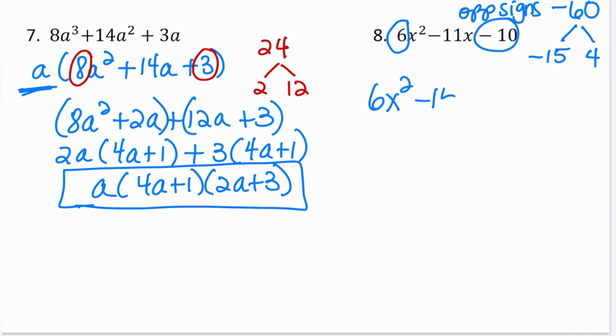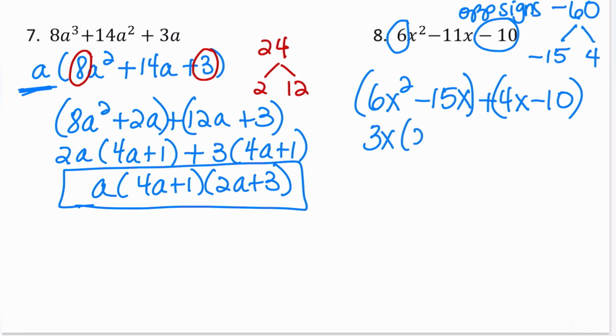6x squared minus 15x plus 4x minus 10. Group the first two together, group the last two together. From the first two, the GCF, they're both divisible by 3 and x. So I'm left with 2x minus 5. From the second group, they're both divisible by 2. So I'm left with 2x minus 5.